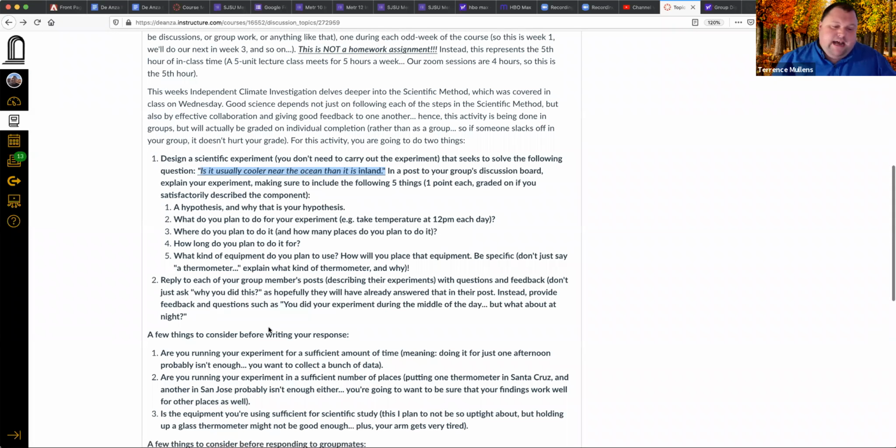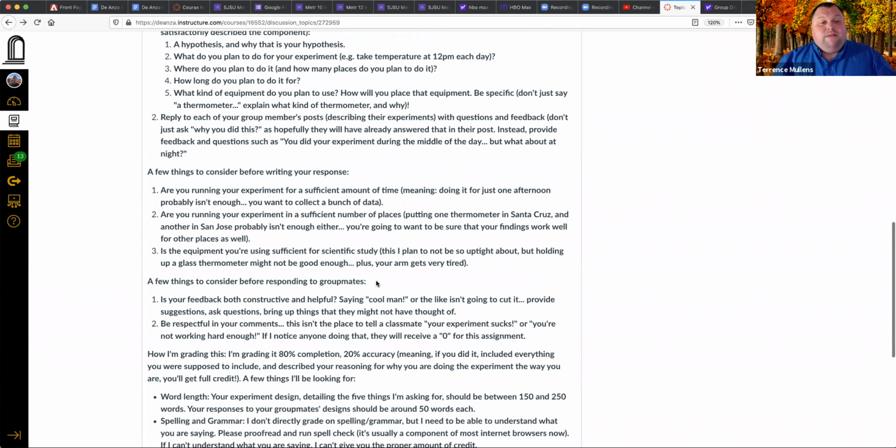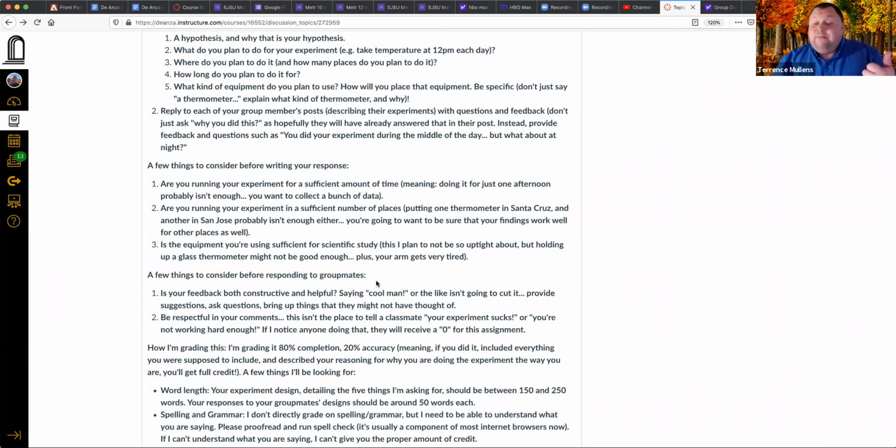Okay, I do have some things to consider down here, as well as the criteria for how I'm grading this. I'm grading this mostly on completion. Did you do it? And did it meet what I'm looking for? Did you give me a hypothesis? Did you describe an experiment? Did you tell me what kind of equipment you're using? Once again, I'm not looking for perfection here.